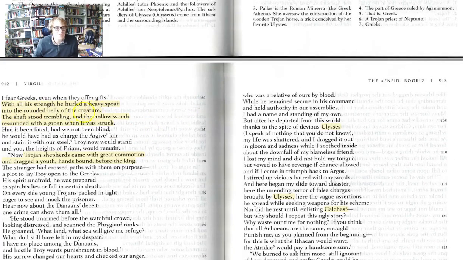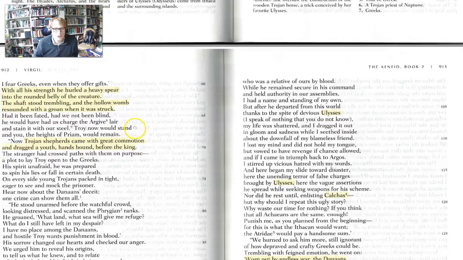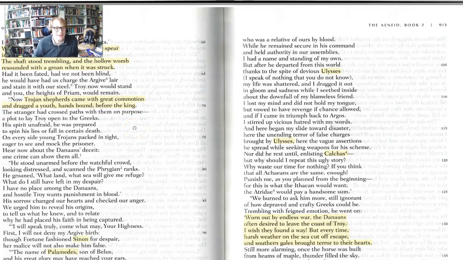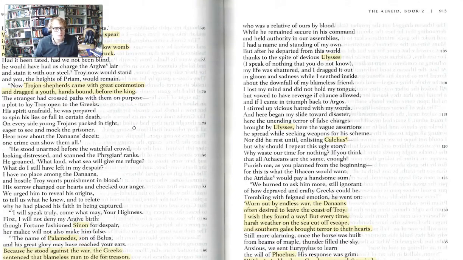He throws a heavy spear at the rounded belly of the horse. The shaft stood trembling, and the hollow womb resounded with a groan when it was struck, and all these Greek men are inside, including Ulysses, including Agamemnon and Menelaus and all of them, right?